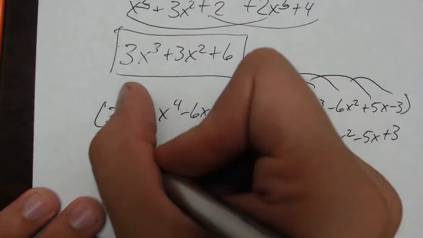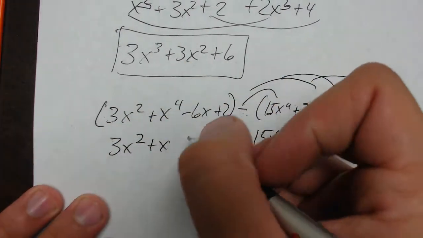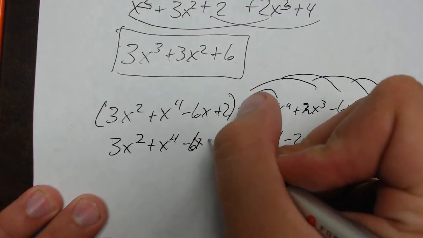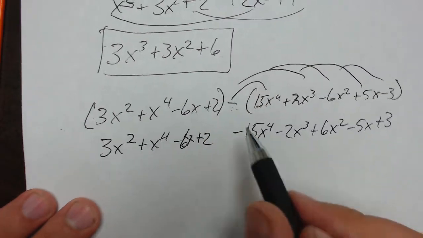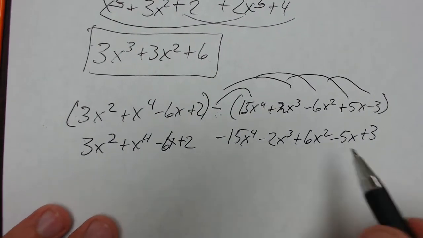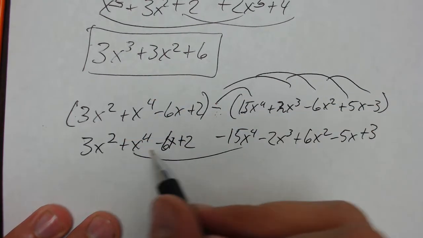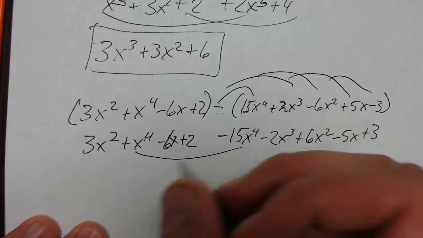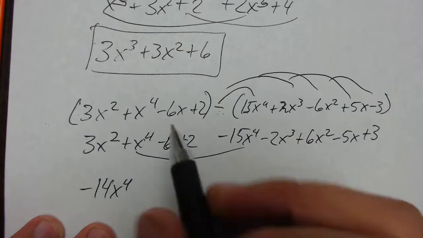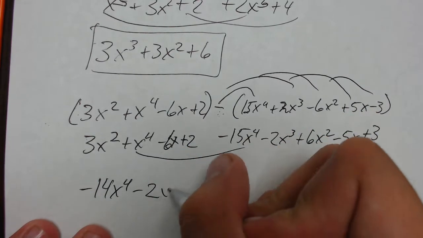All right, and now I have to put these terms in front of it, and these signs do not change because there is no negative. And I need to combine like terms now. If you forget to distribute this negative, it completely changes your answer. So let's start with the highest term. The highest degree is 4. I've got positive 1 minus 15, or plus negative 15. That gives me negative 14x to the power of 4. Let's see here, degree 3. I've got negative 2x cubed.